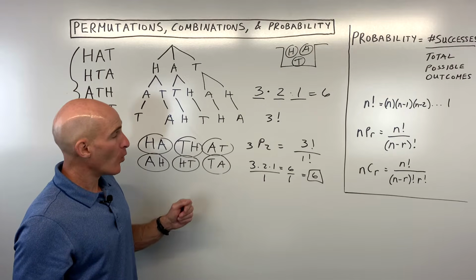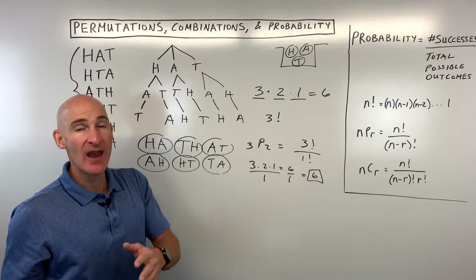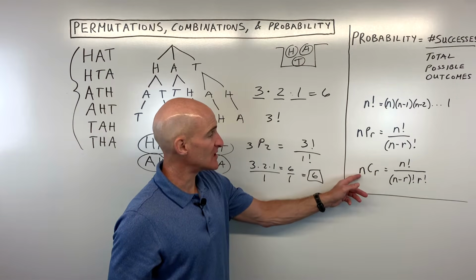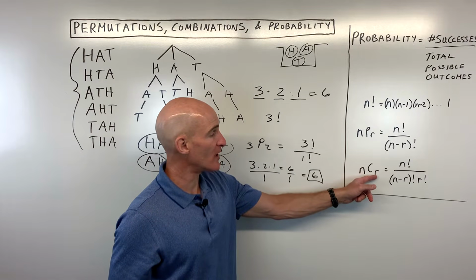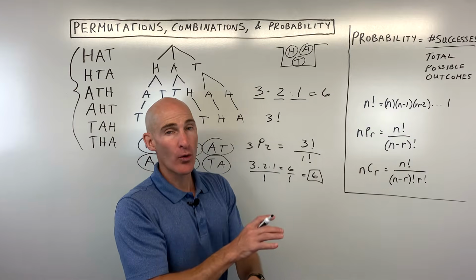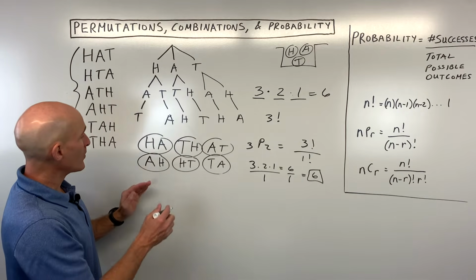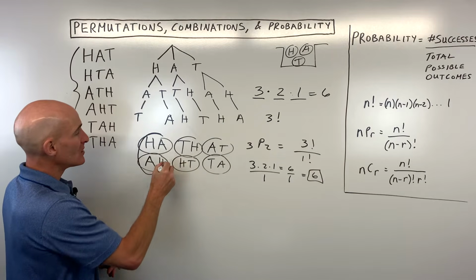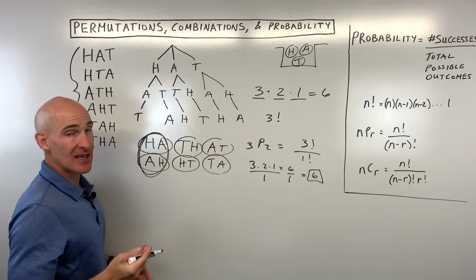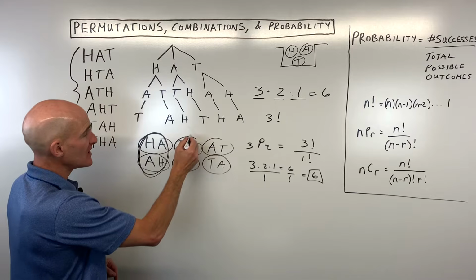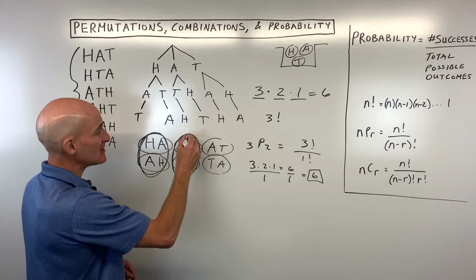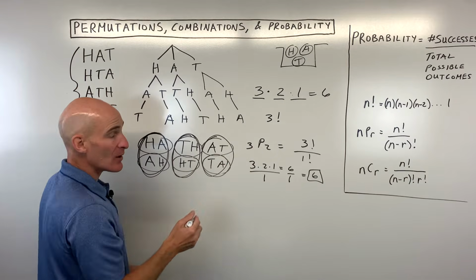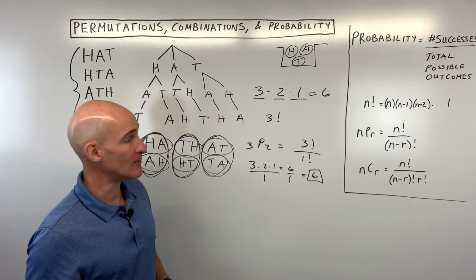Now, what happens if you're not concerned with the order? That's what a combination is. So if we said how many ways are there to choose 2 letters out of 3 where the order is not important, what we would have is H and A, and A and H, those would be the same outcome. It's the same 2 letters, so you'd only count that once. T and H, and H and T, those are the same 2 letters. We'd only count that once. A and T, T and A, we'd only count that once because it's the same 2 letters.